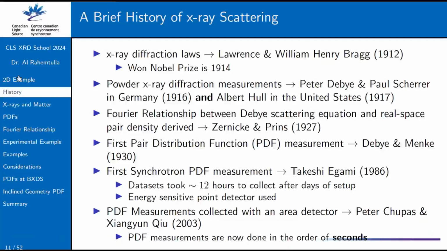With a lot of resources going there and a lot of people trying to do this, the big thing that happened was in 2003, the first PDF measurement was done with an area detector. This solved a lot of the time issues that come with the old setup of a point detector. We went from data collection taking hours to seconds. Basically since then, the number of PDF measurements has just shot up. Things have been getting faster and faster as synchrotrons get better and detectors are more and more efficient. This has probably been the big revolution for why we're even here talking about PDFs right now.